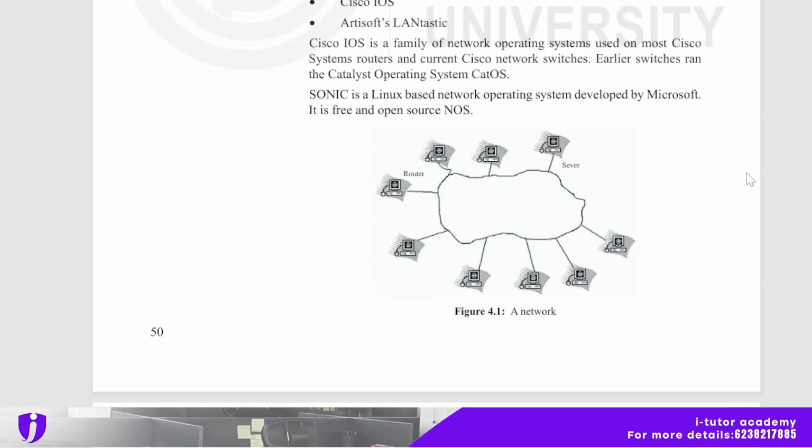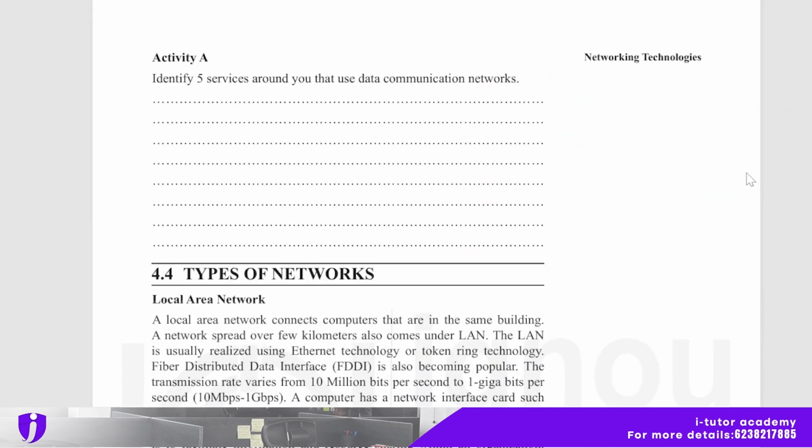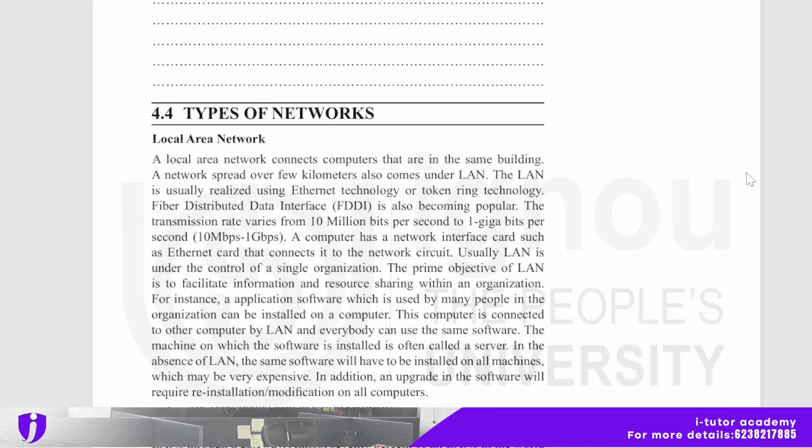So this is the figure of a network. Okay, so activity A is here. And next is types of networks. What are the types of networks? There is LAN, local area network. A LAN connects computers that are in the same building, and a network spread over a few kilometers also comes under LAN.